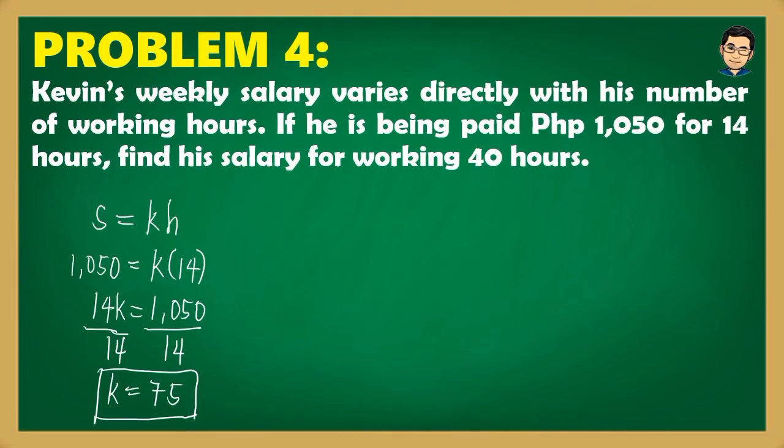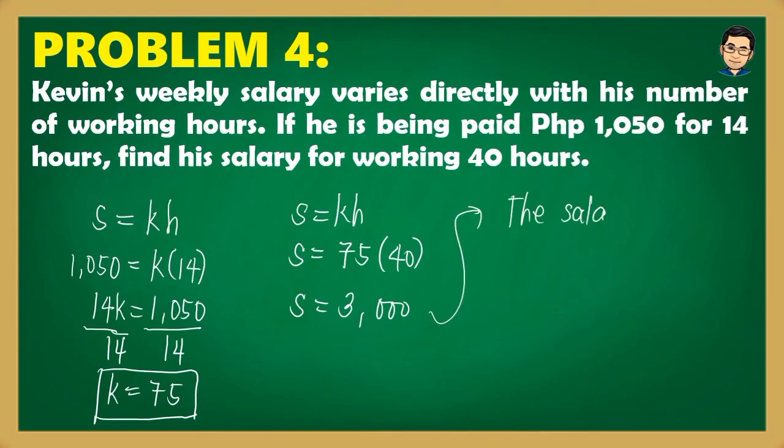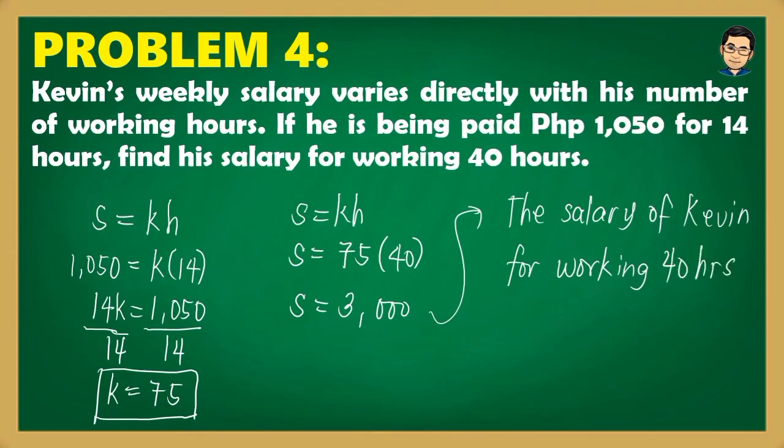Next, to get the salary of Kevin for working 40 hours, sulat lang natin ulit yung S is equal to KH, and then i-substitute natin yung value na K, which is 75 times yung 40 hours, so 40, and then i-multiply lang natin yon. So the product of 75 and 40 is 3,000. Ibig sabihin, the salary of Kevin for working 40 hours is 3,000 pesos. Ayan. So, 3,000 pesos ang kikitain ni Kevin kung magtatrabaho siya ng 40 hours.